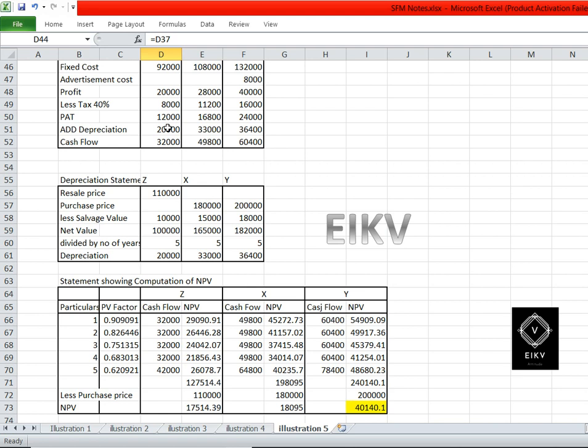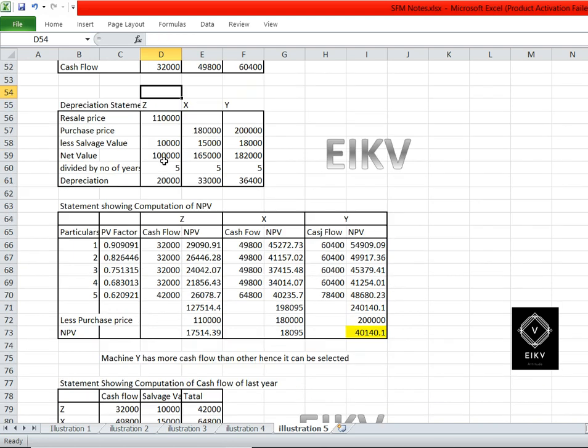Depreciation is just an expense, but we won't spend any amount outside. It is a non-cash expense, right? It will be shown in the profit and loss account, but that expense will not deduct any cash from the company. So we need to add it back. That is the cash flow. So the cash flow will be 32,000 for machine Z, 49,800 for X, and 60,400 for machine Y.